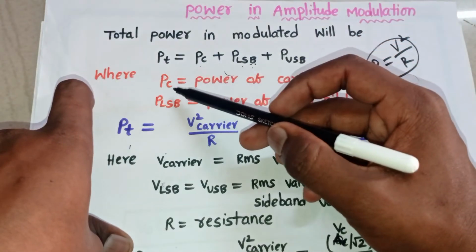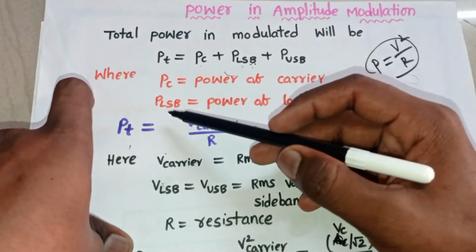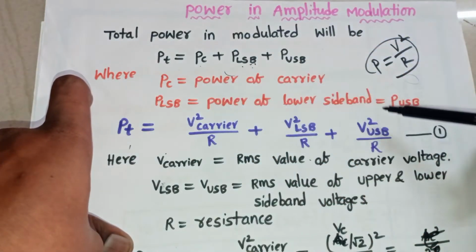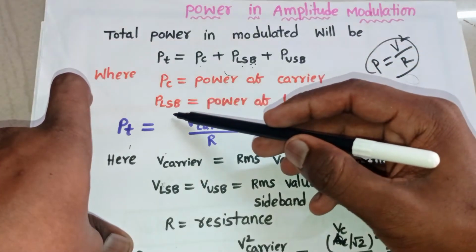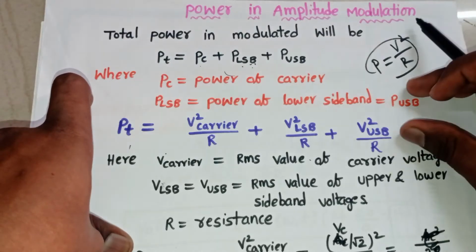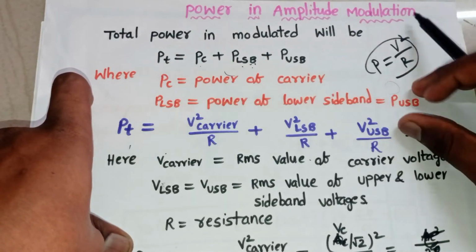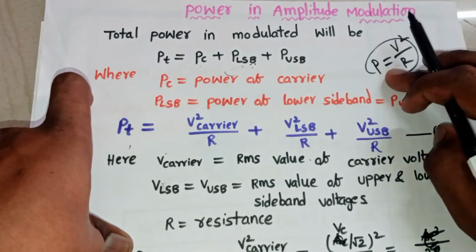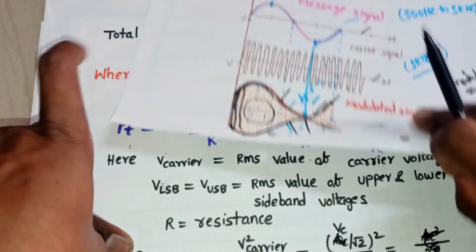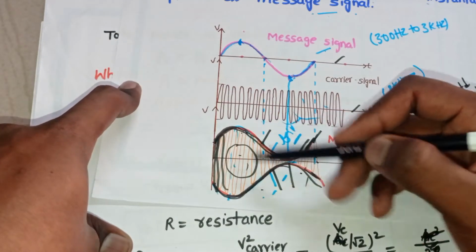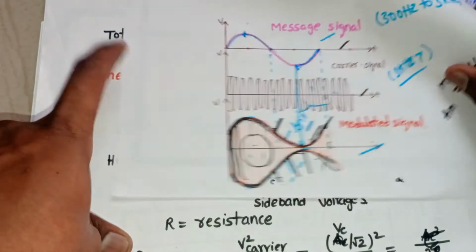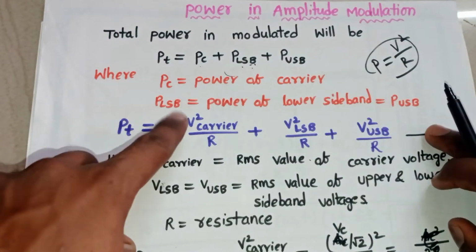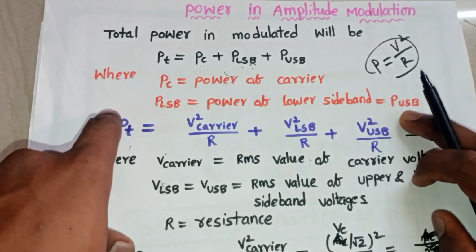Where PC is the power of the carrier, and PLSB, the power of the lower sideband, equals PUSB. Why do I say PLSB equals PUSB? It means the power of the lower sideband and the upper sideband are the same. Here observe, this is the upper sideband and this is the lower sideband. These two have the same power.